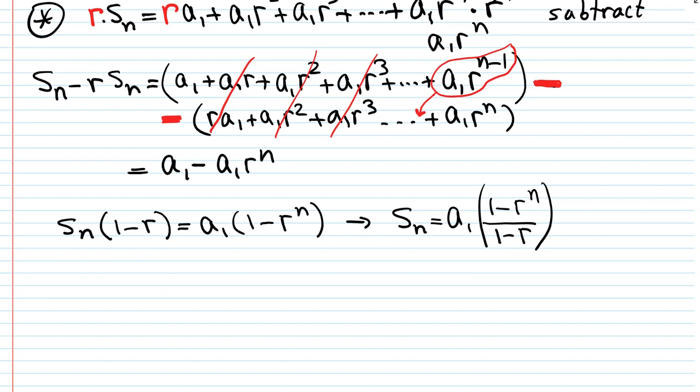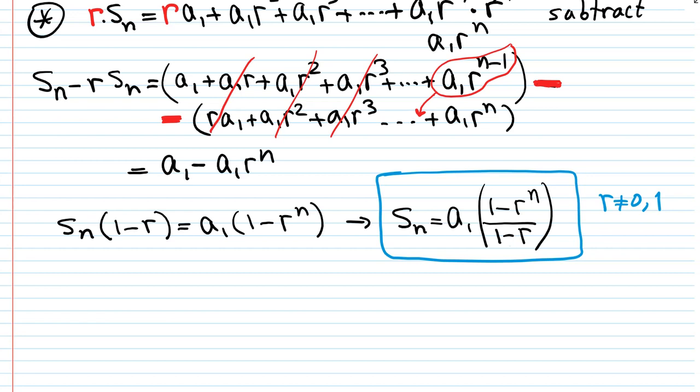Okay, and this is the formula for the nth partial sum of a geometric series. The condition is that r cannot be 0 or 1 in this case, because you get division by 0 if you use it this way. All right, and there you have it. That is the formula we're going to use.